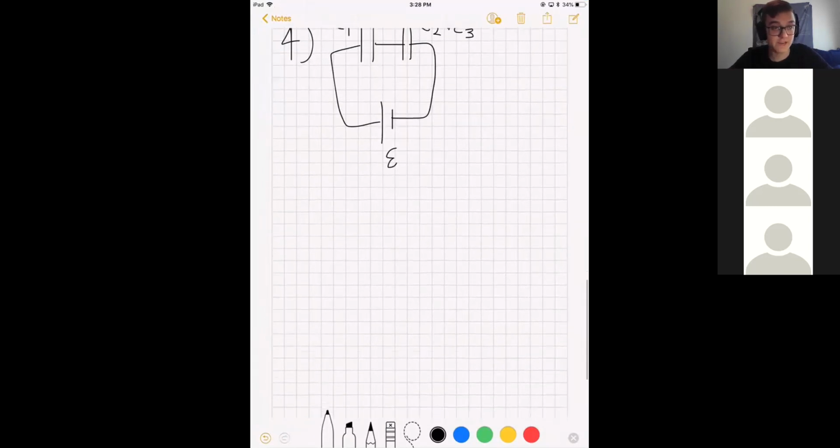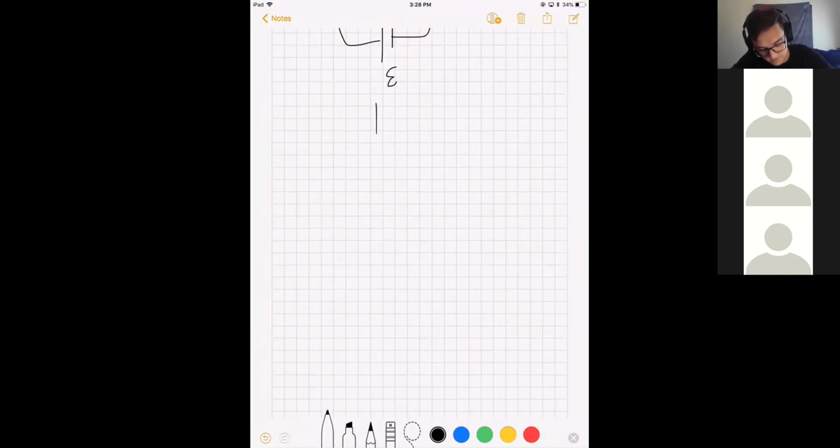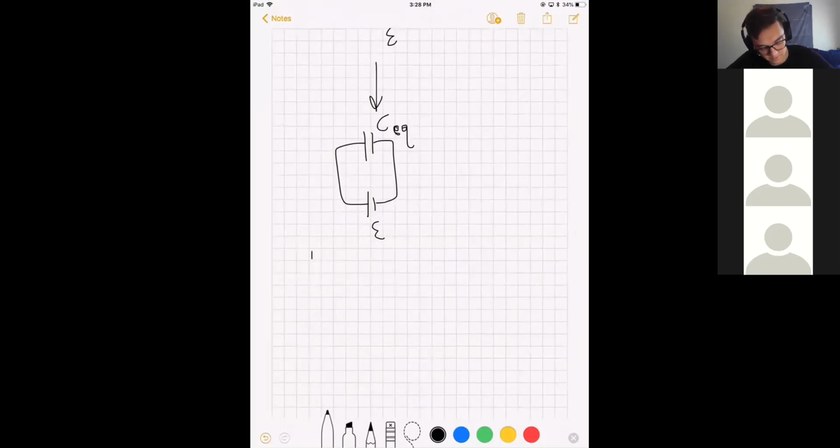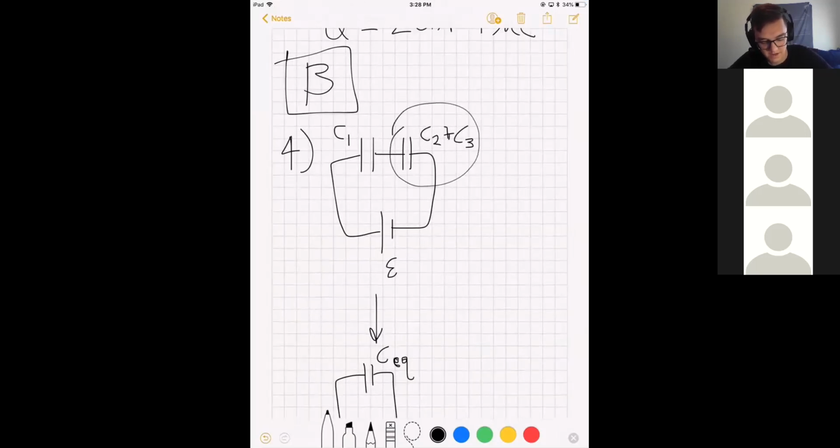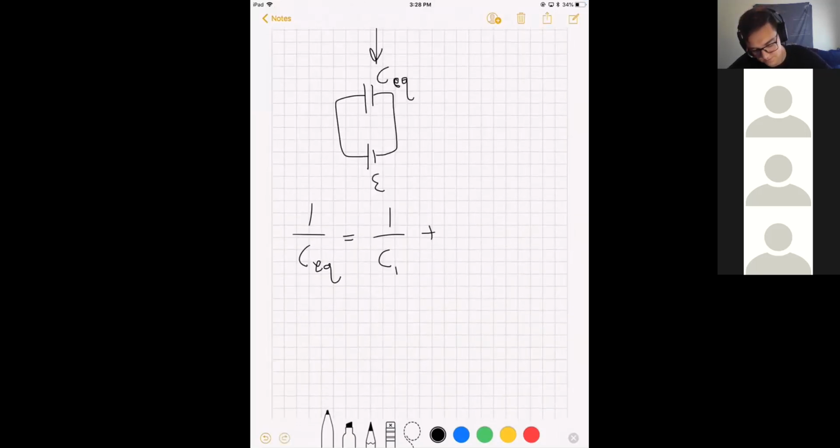Now I'm going to collapse this down into one capacitor. So this is going to become that, and then I have EMF and C equivalent. C equivalent is going to be the following. We have to use our capacitor combination rules. So 1 over CEQ is equal to 1 over C1 plus this capacitor right here, so 1 over C2 plus C3.